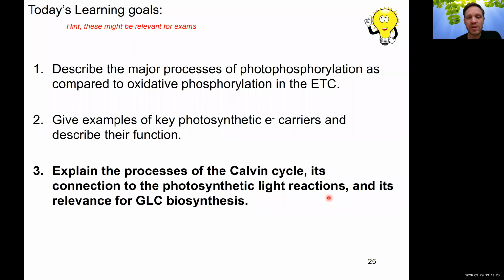So this video will really focus on our third learning goal here. We want to be able to explain the processes of the Kelvin cycle, how it is connected to the light reactions of photosynthesis, and how it is relevant for the biosynthesis of glucose and other metabolites.